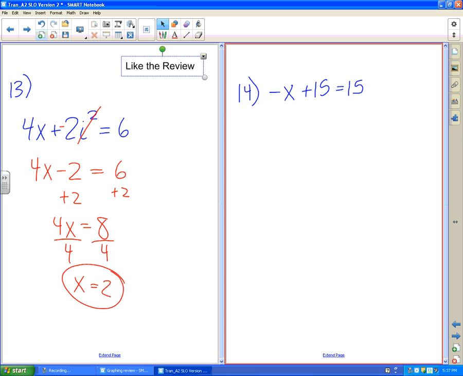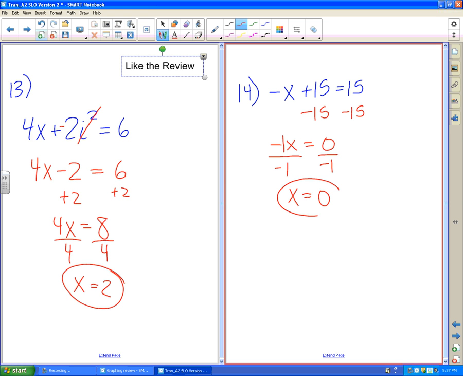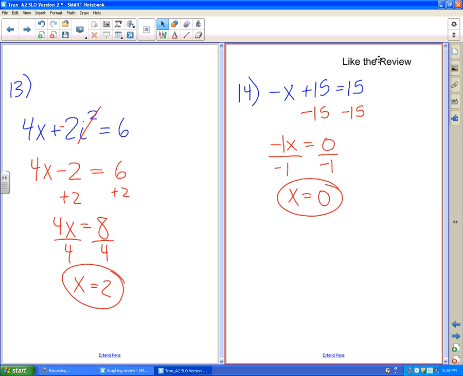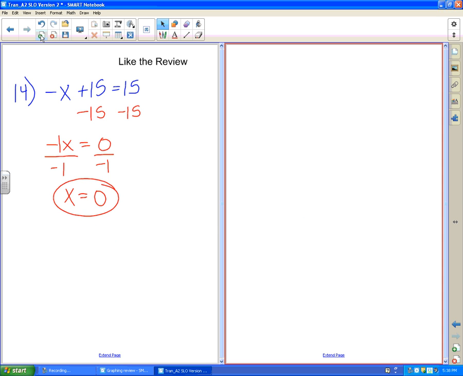Okay, so we're going to subtract 15. And then essentially this is a negative 1. So I'm going to divide by negative 1 to get rid of that negative. 0 divided by negative 1 is 0. Okay? You're allowed to have 0 divided by negative 1. What you're not allowed to have is 1 divided by 0, which was not what we had there.